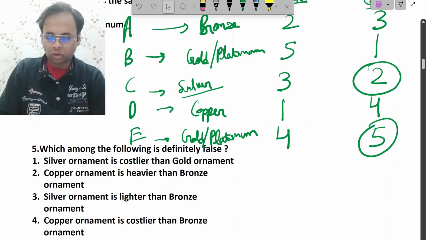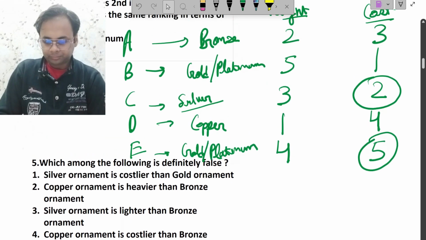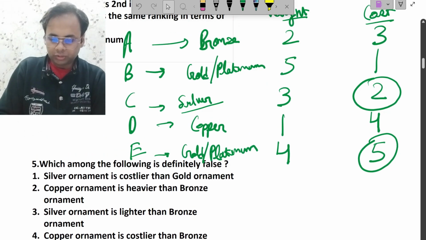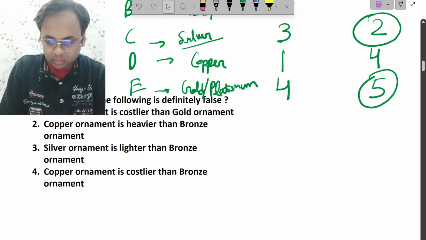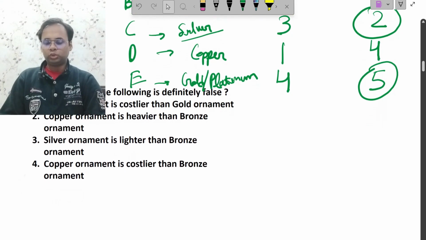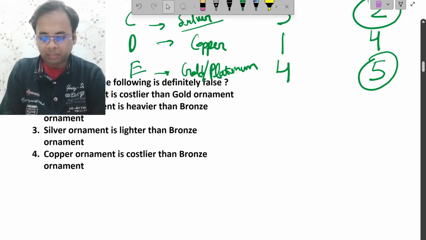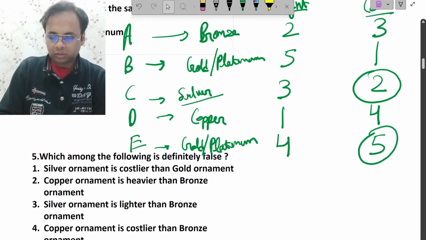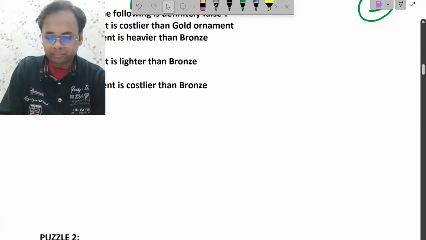So let us see if copper ornament is heavier than bronze ornament. We see copper is having in terms of weight rank 1 while bronze is having rank 2. So copper ornament is heavier than bronze ornament, that is true. Third statement, silver ornament is lighter than bronze ornament. Correct, because silver is having weight 3 and bronze is having weight 2.